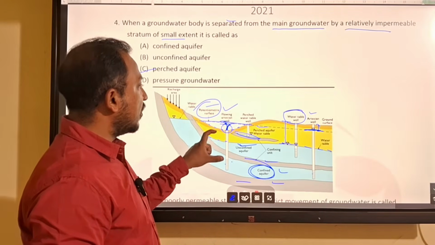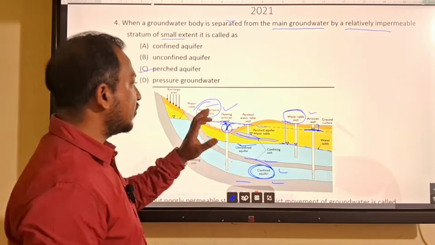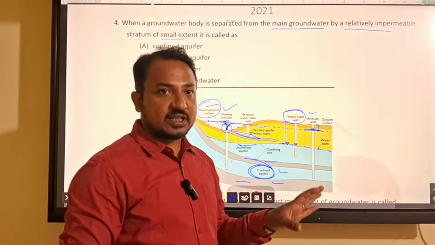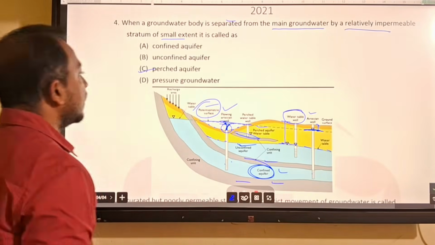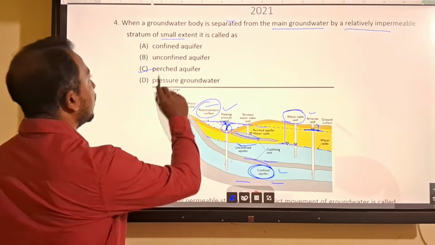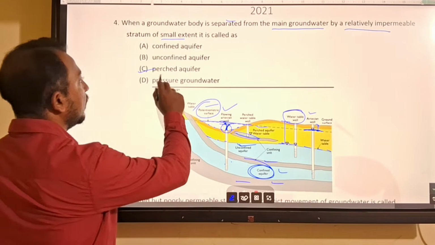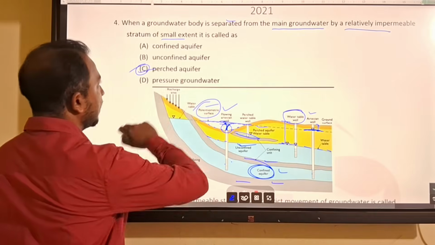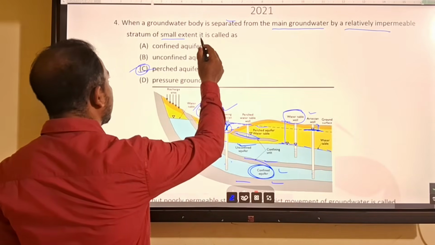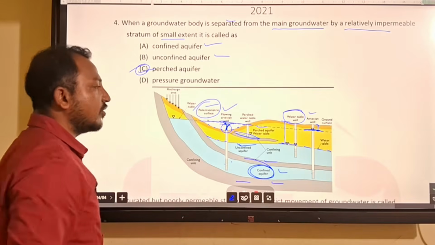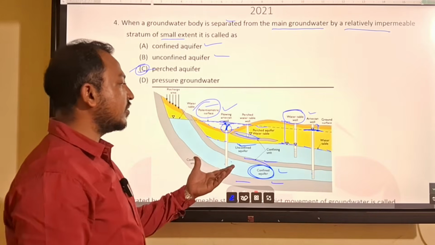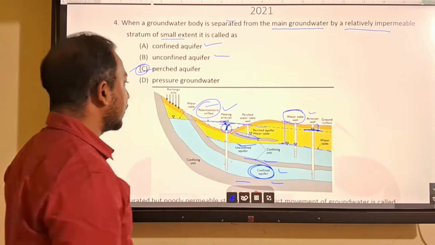So artesian wells are of two types: flowing artesian well and non-flowing artesian well. The answer here is the first, water table, and I think you now understand confined and unconfined aquifers and the different wells associated with them.